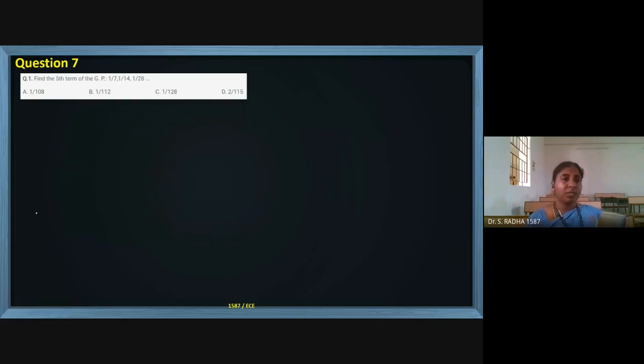Find the fifth term. It is already mentioned geometric progression. So how to proceed with this? The first one we will take as T1, second term as T2, third term as T3.